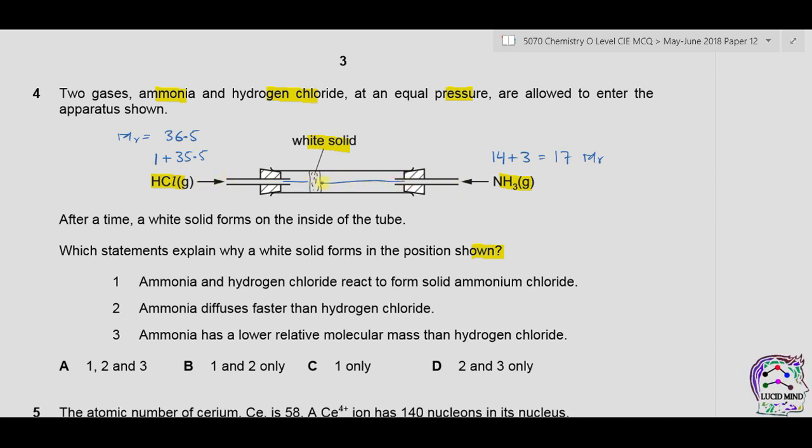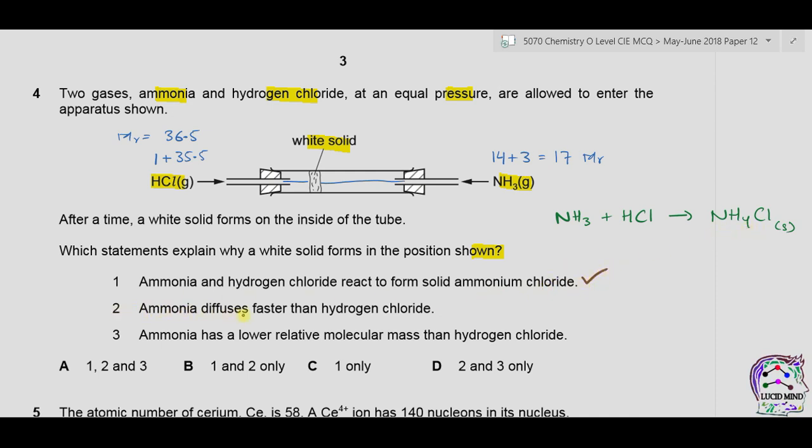Now when both these gases come in contact, they form this solid NH4Cl, which is white in color. Let's move towards option 1. Ammonia and hydrogen chloride react to form solid ammonium chloride. This is correct.